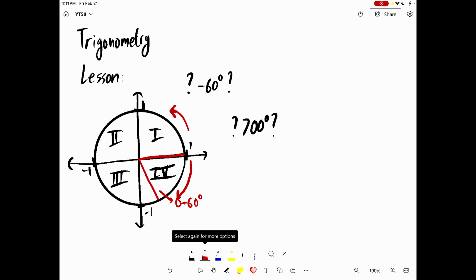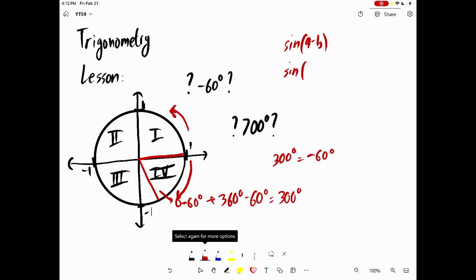But another thing that you'll need to know, which will also be useful for angles above 360 degrees, is that 0 is equal to 360 degrees, and if you add or subtract 360 degrees, the angle is exactly the same. So what we're going to have is 360 degrees minus 60 degrees, which is equal to 300 degrees. So 300 degrees is equal to negative 60 degrees. This is especially useful when using sum and difference formulas for sine and cosine, because sometimes A might be 0 and B might be like 30, and you're going to get something like this, and it's going to be useful to know how to do it.